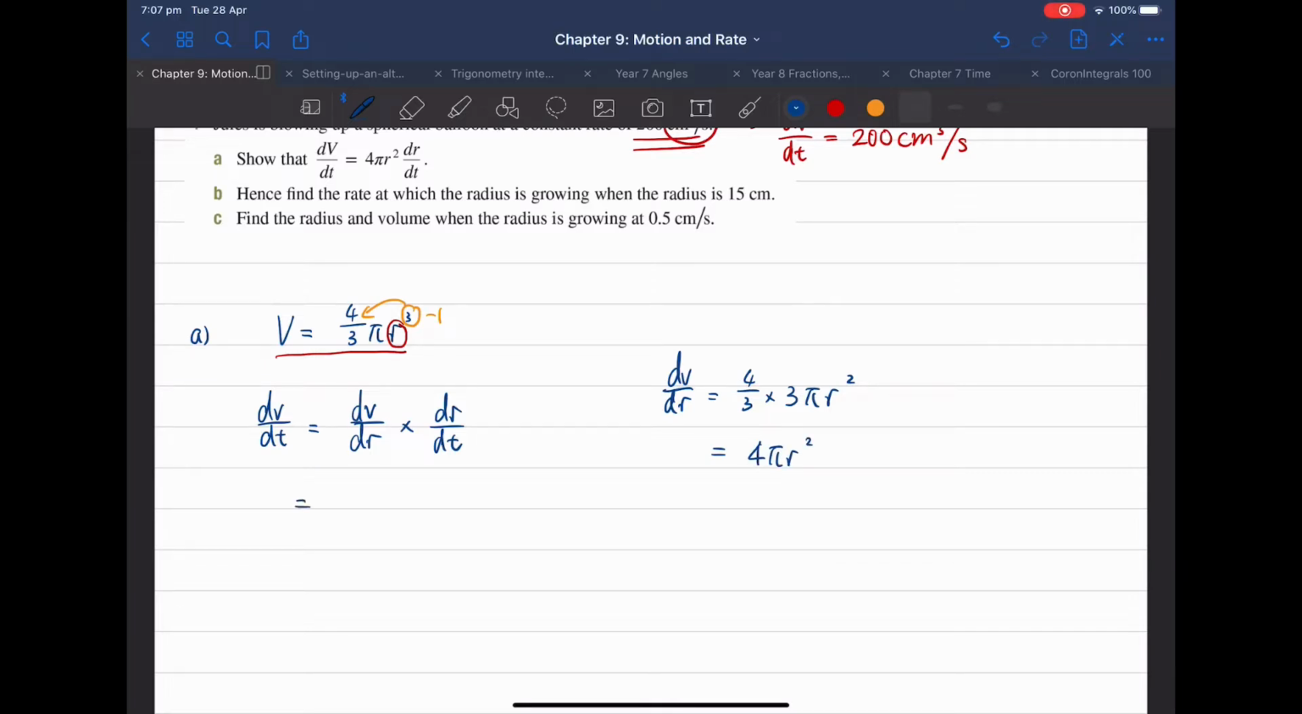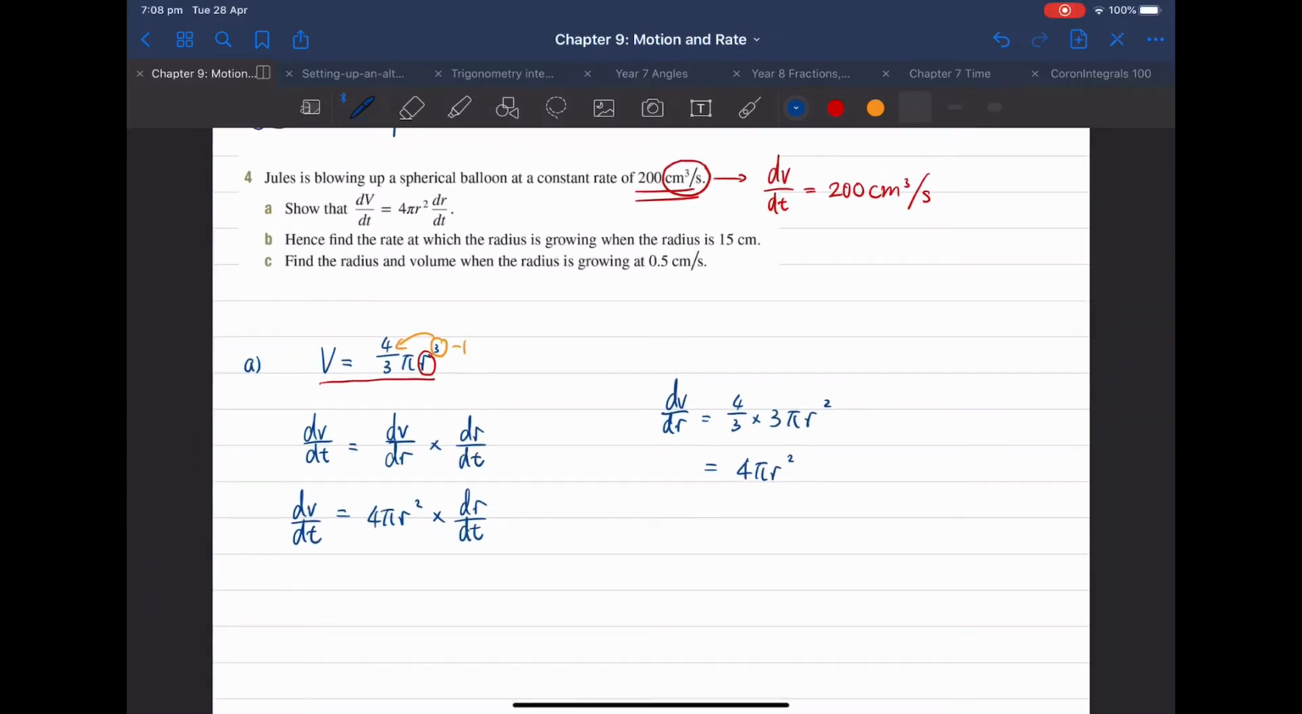Now we can do a substitution. dV over dt is equal to 4 pi r squared times dr over dt. And that's exactly what the question asks us to prove. So that's the first question finished.